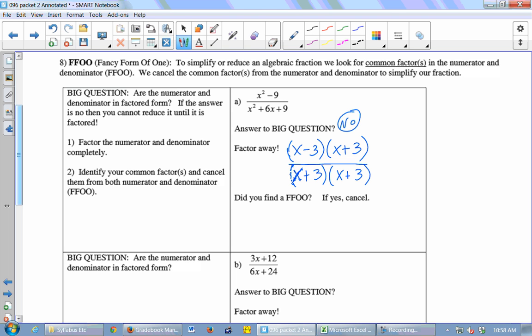Okay, do I have any common factors? The same factor on the top and the bottom. X plus 3, I've got a fancy form of 1. X plus 3 over X plus 3. So I cancel it, which means my final answer is X minus 3 over X plus 3. That's my reduced form of the fraction. Canceled common factors.